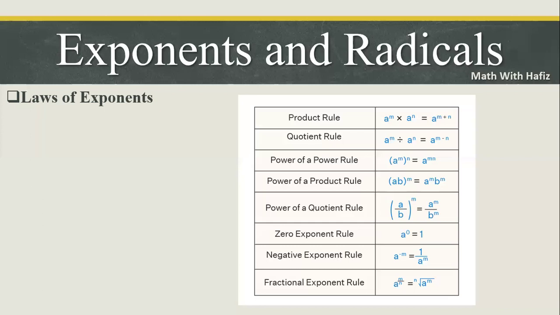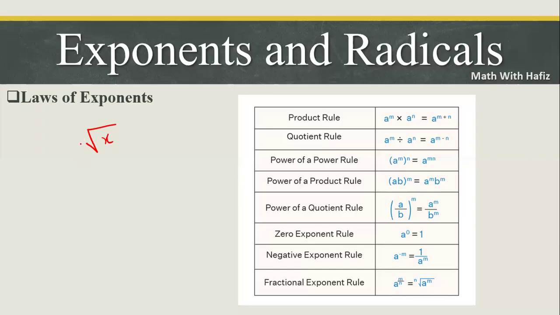Let's talk about another chapter, one of the important chapters, which is exponents and radical. Most of the people have confusion about what is radical and what is exponent. So radical is anything which is written in this form. Let's say it is square root of x. Anything which is in the root form is called radical.